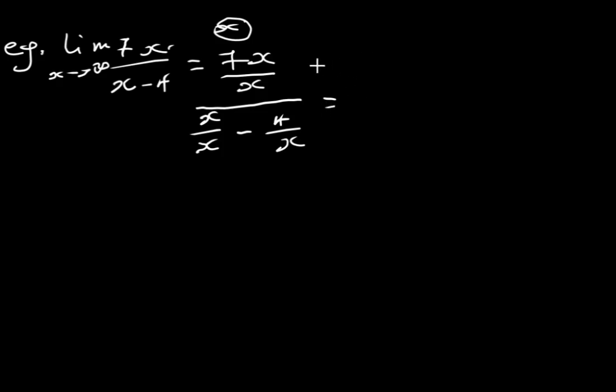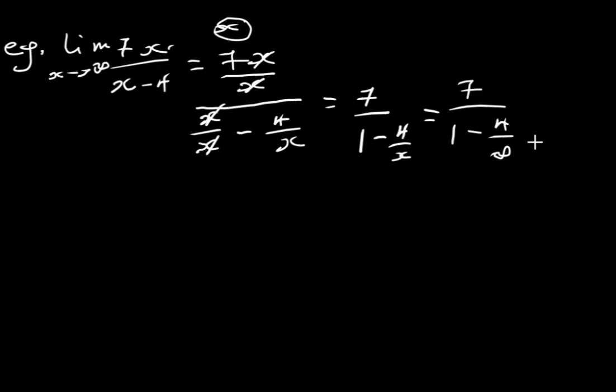Okay, so we can clearly see that the x here cancels this one, then this also cancels this, so it's going to be left with 7 divided by 1 minus 4 over x, okay. So here there's no way we are going to further simplify it. So at this point we are going to plug in the infinity, okay. So it's going to be 7 over 1 minus 4 over infinity, okay.